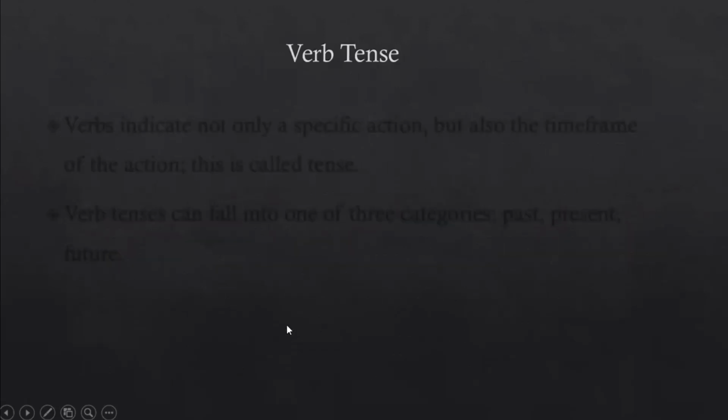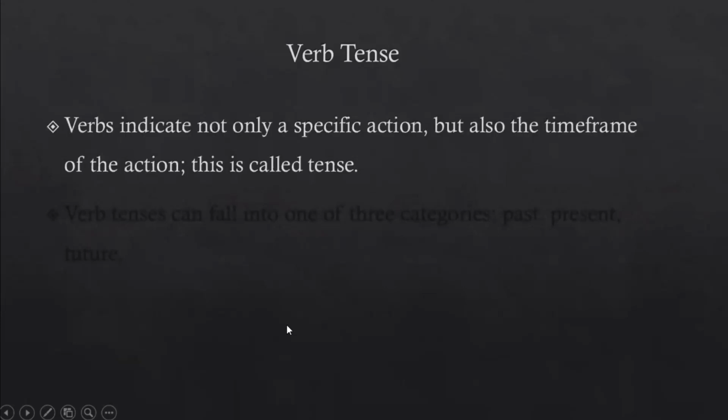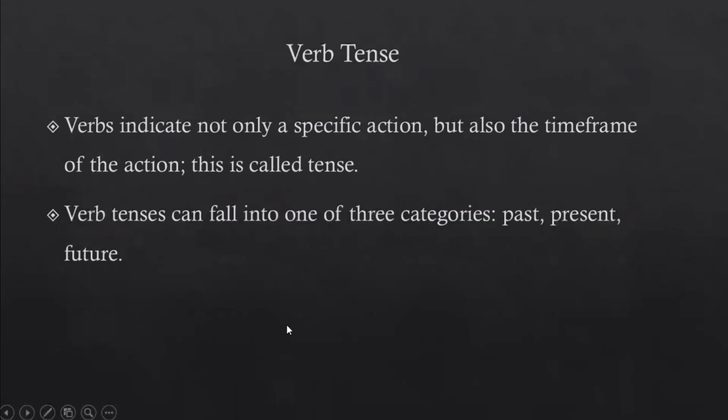Okay, let's talk about verb tense. Verbs indicate not only a specific action, but also the time frame of the action, right? So verbs tell us what is happening, but they also tell us when it's happening, and that's tense. Verb tenses fall into one of three categories. We should all know this: past, present, and future. Future is pretty easy and kind of takes care of itself. We all know how to use the future tense. It's past and present that present difficulties.